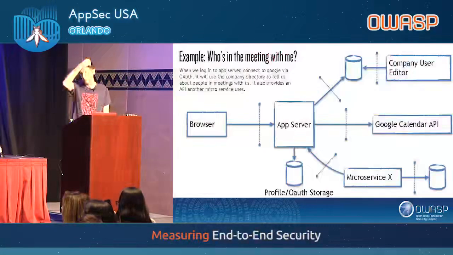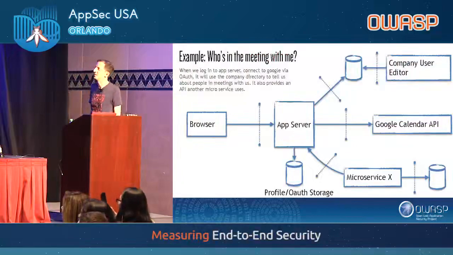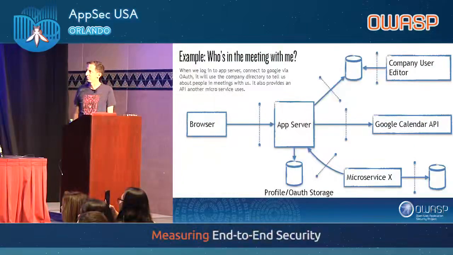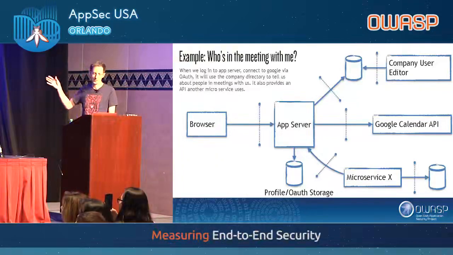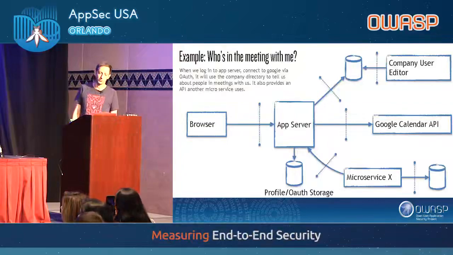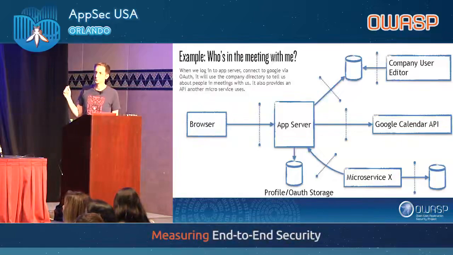So to illustrate this, I came up with a really bad application, but we're going to go through the process with this one. What's happening here is I'm going to write something on, say, Heroku. It has an app server, and you're going to log in with Google OAuth and give it permissions to get your calendar, so it can see who's invited to the meeting you're currently at.